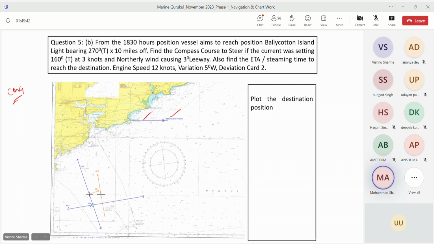So this current, the 3 knots, is throughout. In that case also it was throughout the same current. So in that question we were given the time, 2.5 hours. You did not apply the same current.